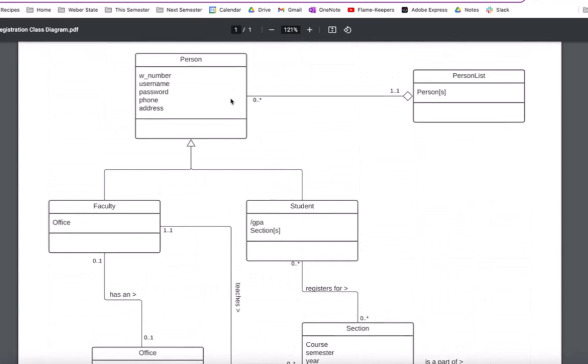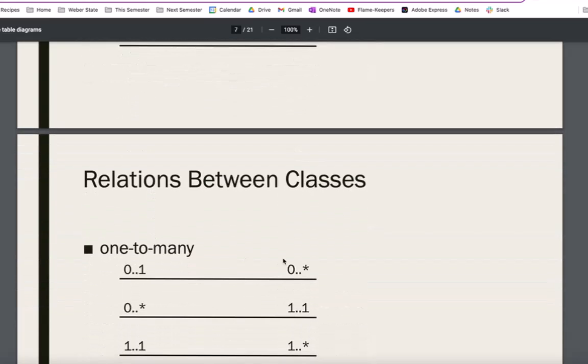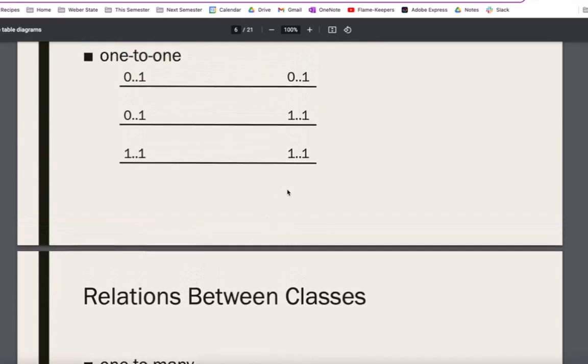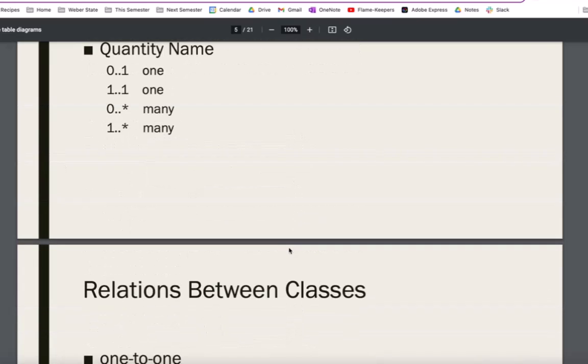So here I have between person and person list, we have a many because we have 0 to many, and a 1 because we have a 1 to 1. So this would be a 1 to many relationship if we were able to diagram that. So here I have some examples. If we have a 0 to 1 with another 0 to 1, it would be a 1 to 1. So any of these scenarios, 0 to 1, 1 to 1, because notice none of them have the many symbol, that means that since both sides have some sort of 1 on that right side, it's a 1 to 1 relationship.